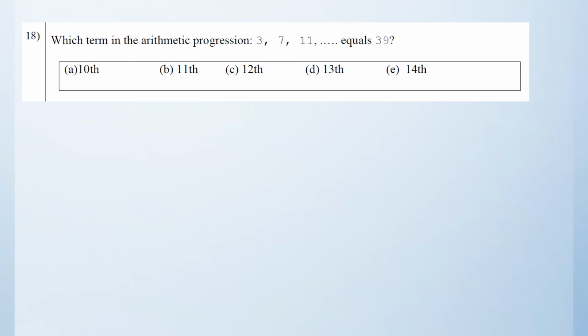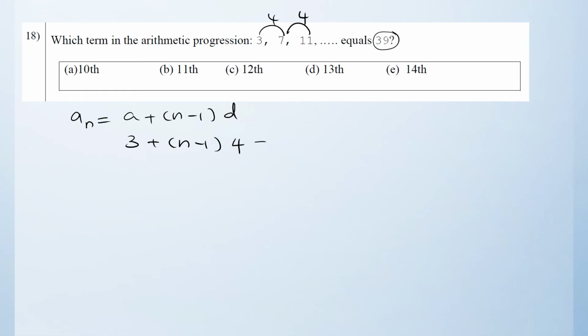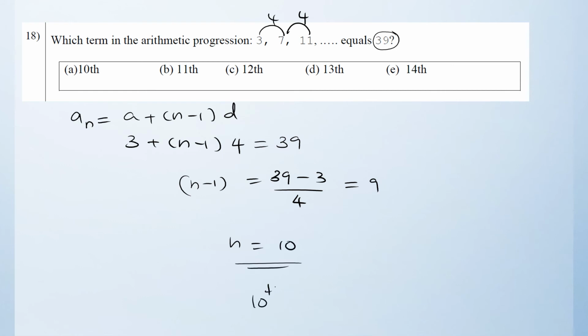Question number 18. The arithmetic progression given is 3, 7, 11. And we have to find where we have 39. So we know that in general a term will be a plus n minus 1 d, where a is the initial term, the first term, that is 3 here, and d is 4. 7 minus 3 is 4, 11 minus 7 is 4. So the common difference is 4. So the nth term can be set equal to 39 to find n. So n minus 1 is equal to 39 minus 3 over 4, that is equal to 9. Then n equals 10. So the 10th term will be 39. So we have A only.